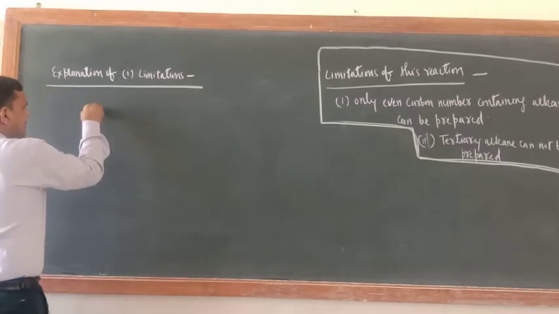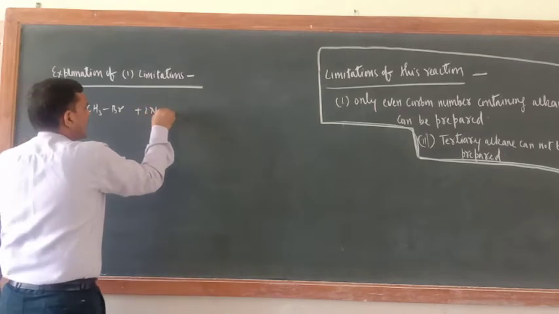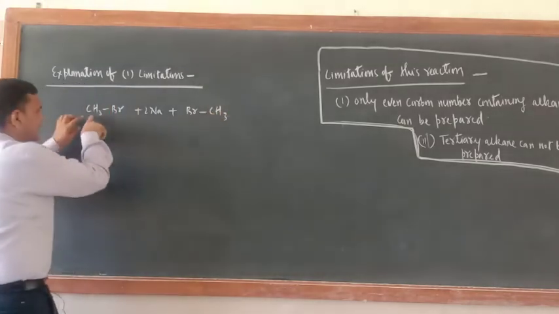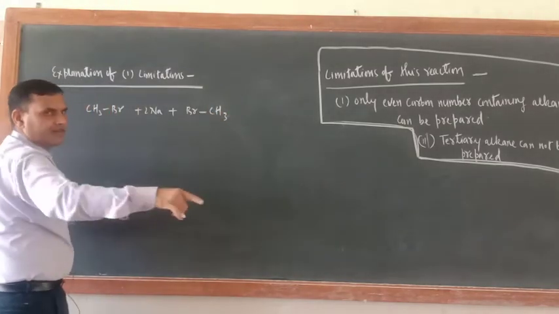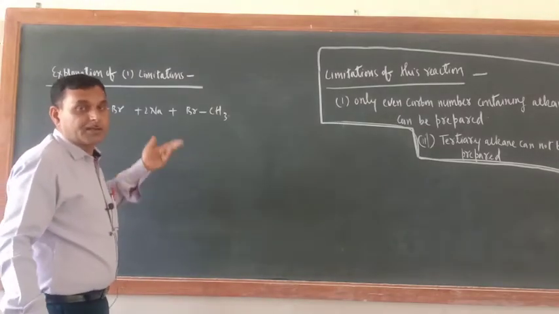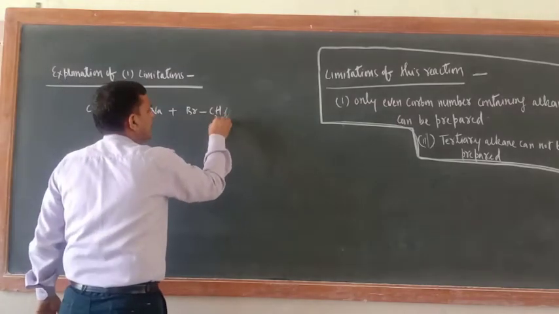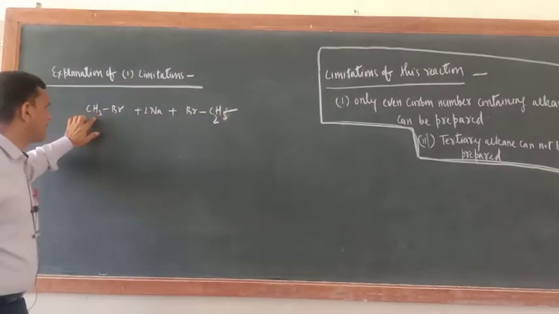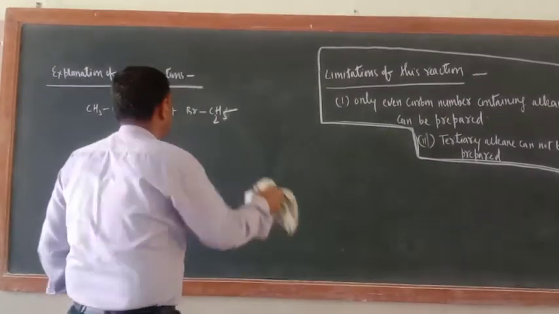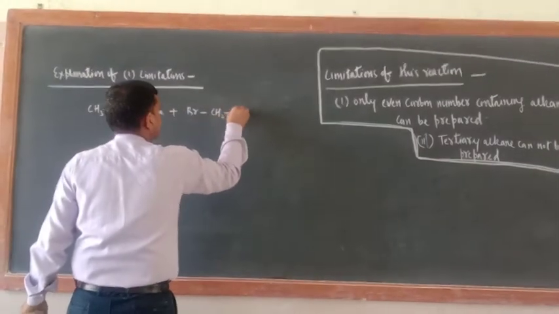Suppose here you have taken CH3Br plus 2Na, and this side also you have taken CH3Br only. Then these CH3 groups will combine and prepare ethane, which is an even number carbon containing alkane. So for the preparation of an odd number alkane, you have to take different alkyl halides here: methyl bromide here, ethyl bromide here. Now ethyl bromide can be written like that also, CH2 CH3.